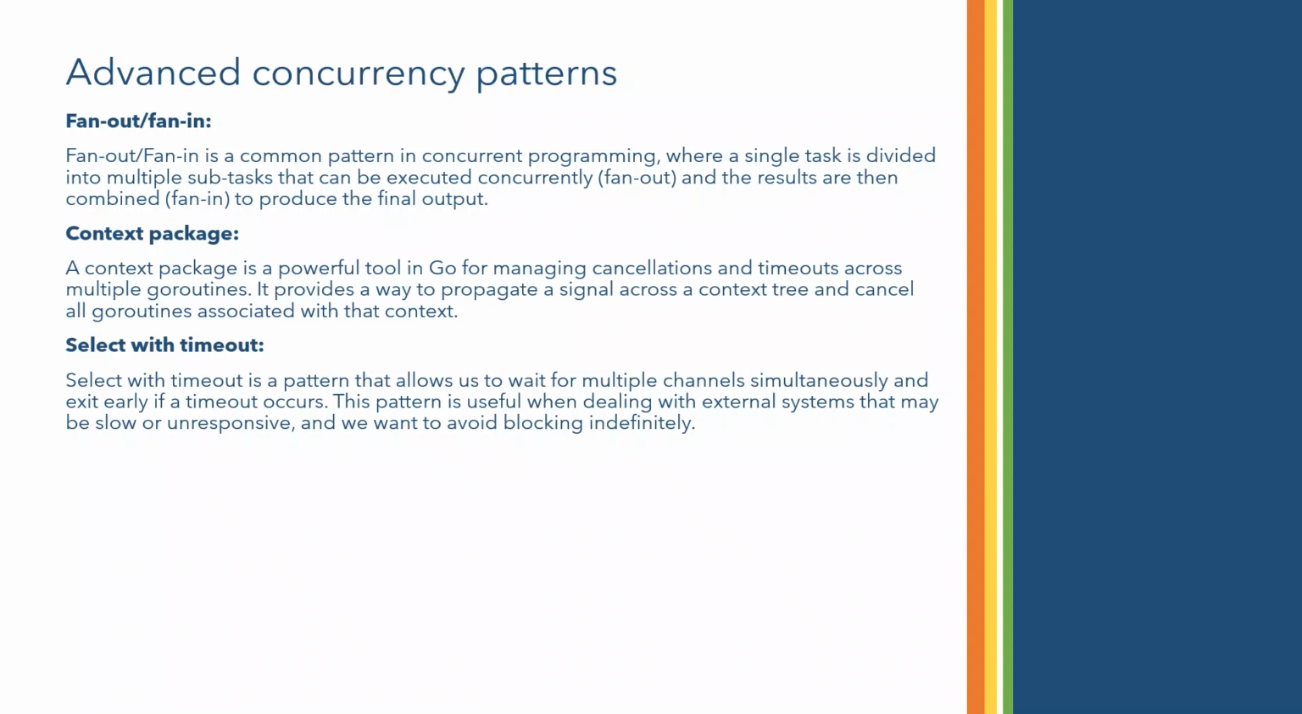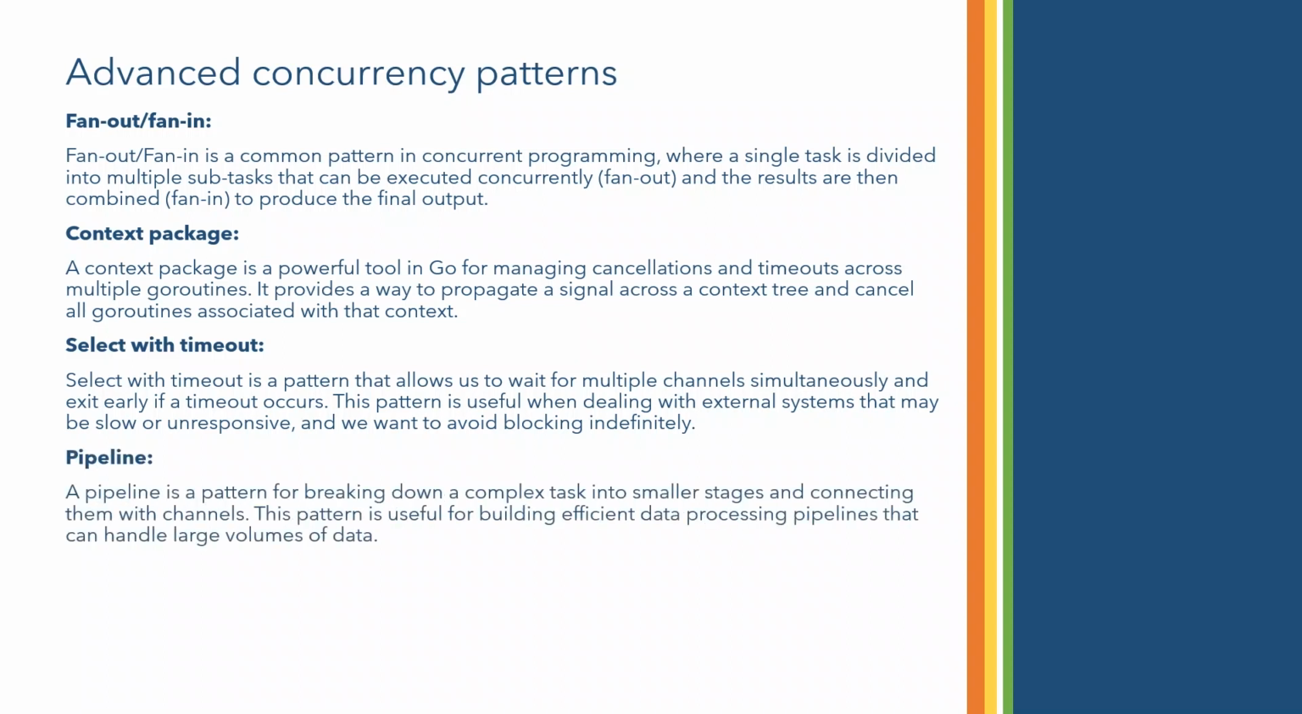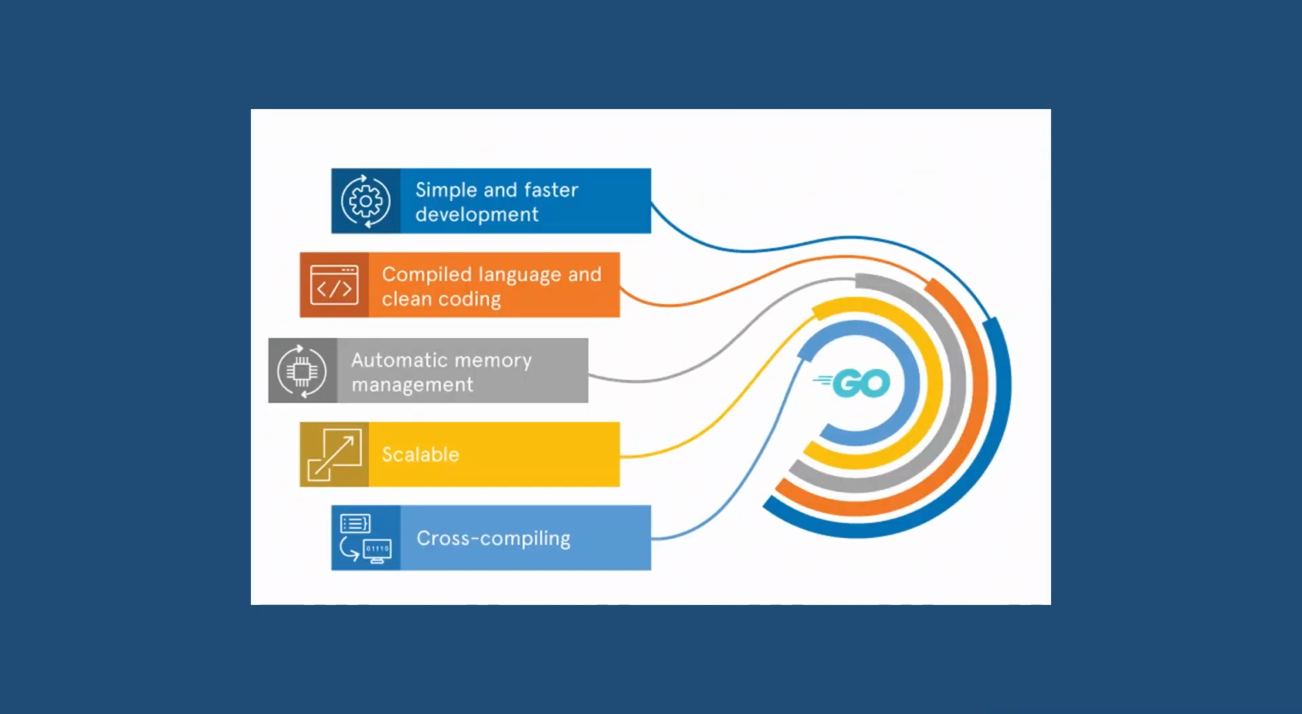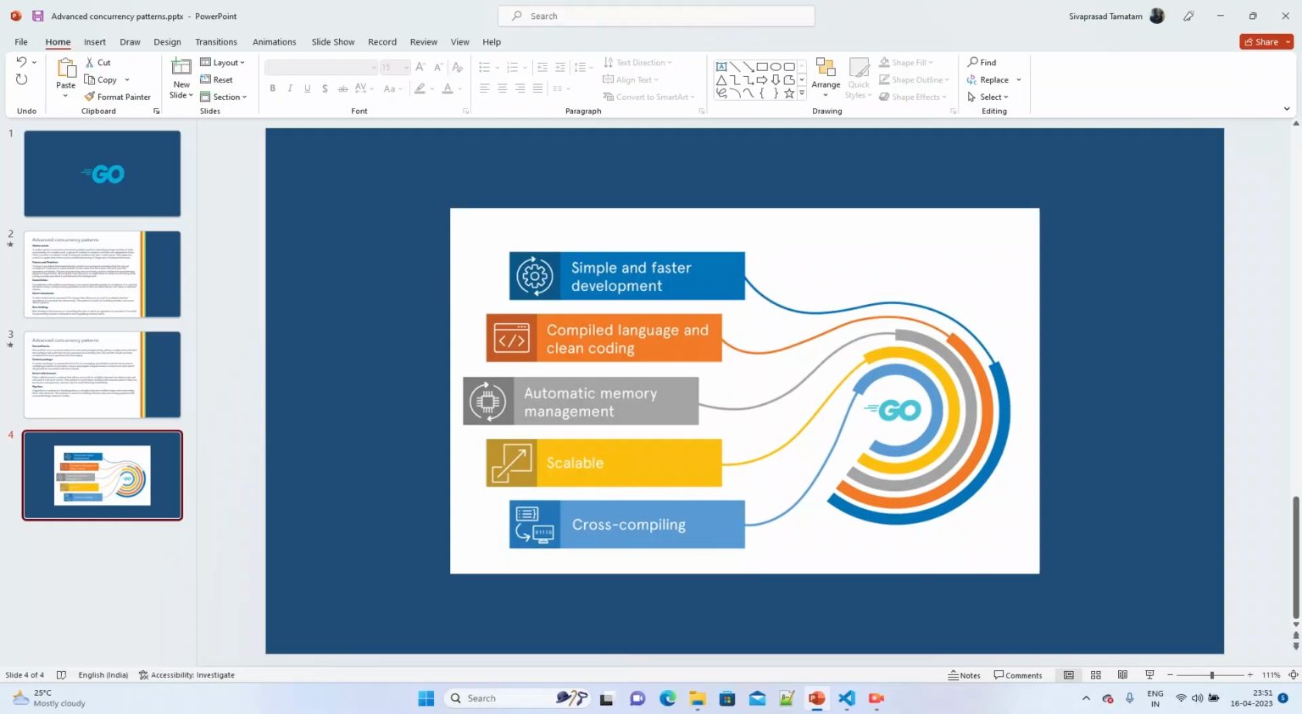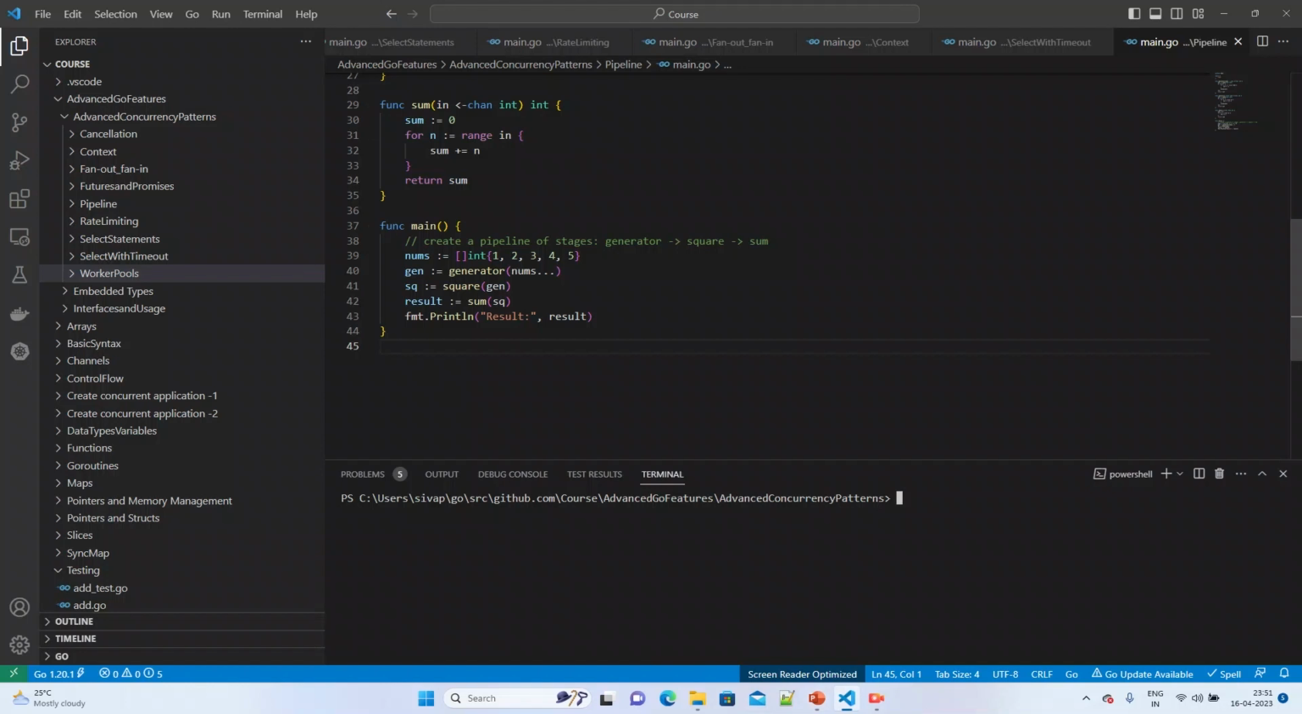This pattern is useful when dealing with external systems that may be slow or unresponsive, and we want to avoid blocking indefinitely. Pipeline. A pipeline is a pattern for breaking down a complex task into smaller stages and connecting them with channels. This pattern is useful for building efficient data processing pipelines that can handle large volumes of data. Let us see each feature as part of programming, like how it works.